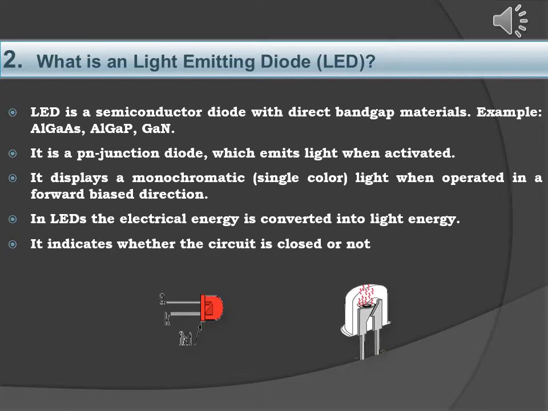What is an LED? An LED is a heavily doped PN junction. It emits light when the junction is connected in forward bias condition. Moreover, it is a device which converts electrical energy into light energy.